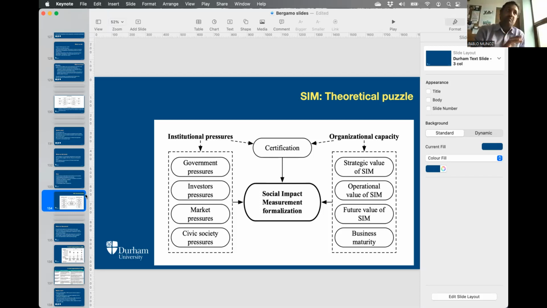So B Corp is somewhere there, because it's relevant to impact, but it's not audited as you would have, for example, with ISO, right? GRI, the Global Reporting Initiative, is both relevant to social impact and the auditing process is very demanding. So that would be a very demanding and relevant certification in relation to impact. So we were capturing that, right? Different degrees of certification against different degrees of formalization. And that's where we didn't find a relationship between the two. So certification doesn't really matter for formalization.